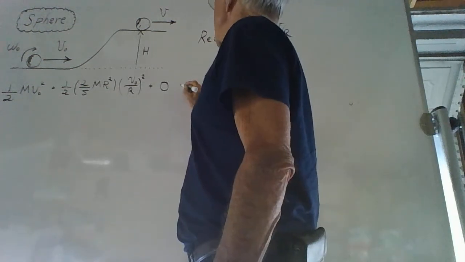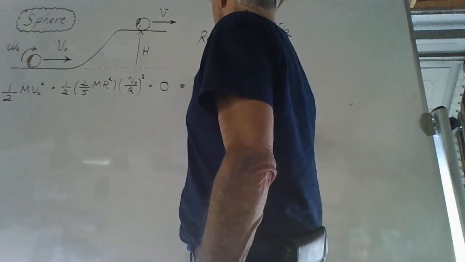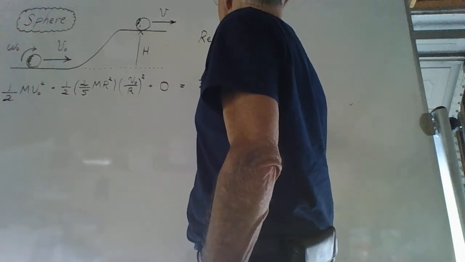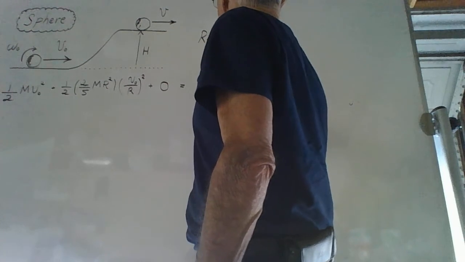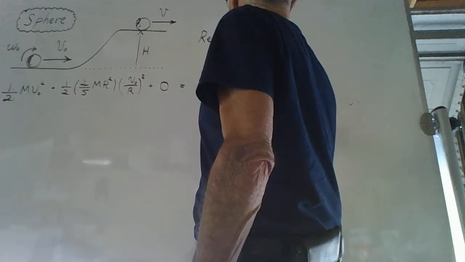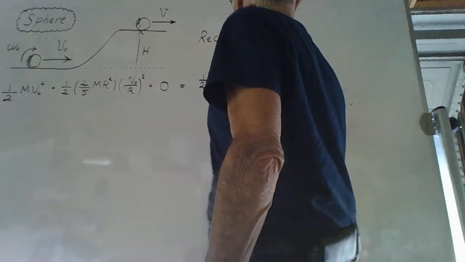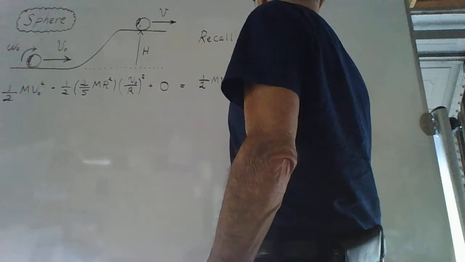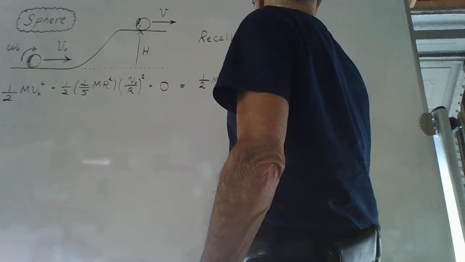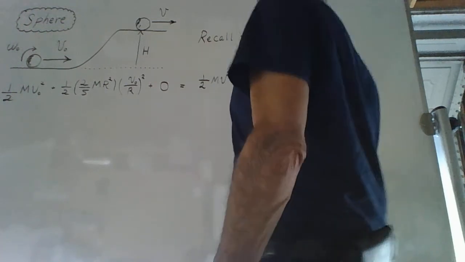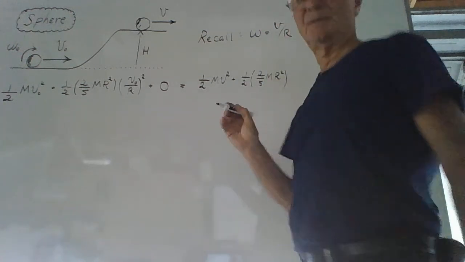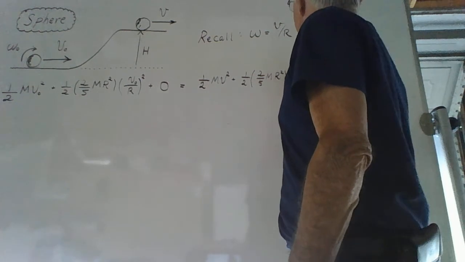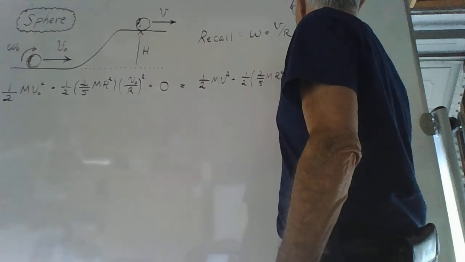Let's do the right side. It's 1/2 mv squared plus 1/2 of I, which is 2/5 mr squared, times omega squared. But omega, according to that expression, is v divided by r. It gets squared.